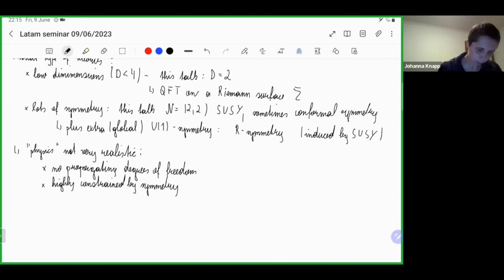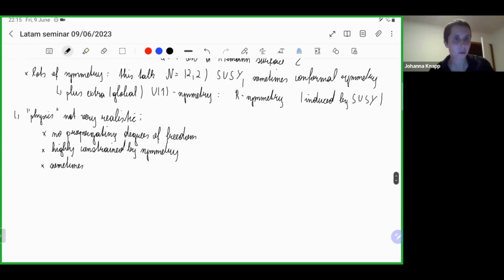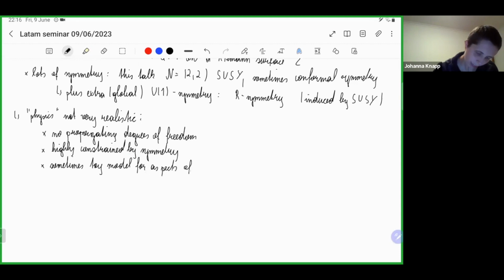So nevertheless, there can still be some value to these low dimensional theories in the sense that they cover some aspects of the actual physics. So I don't want to say that these examples are just pure toy models for the mathematical physicist that have no value for actual real physics. So sometimes, irrespective of whether you want to study Calabi-Yaus with them or not, they can be toy models for aspects of higher dimensional theories.